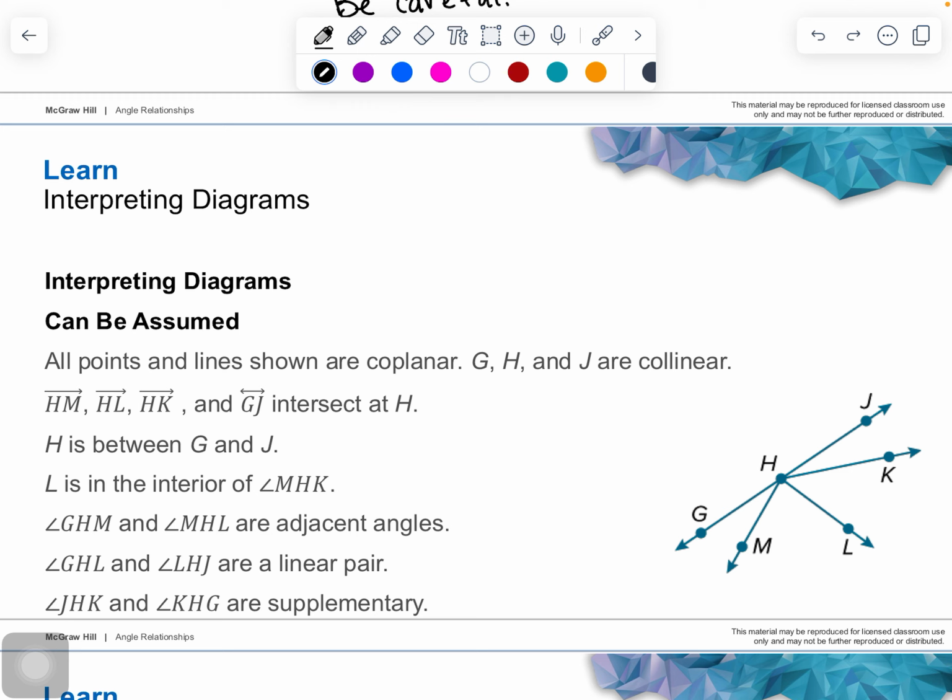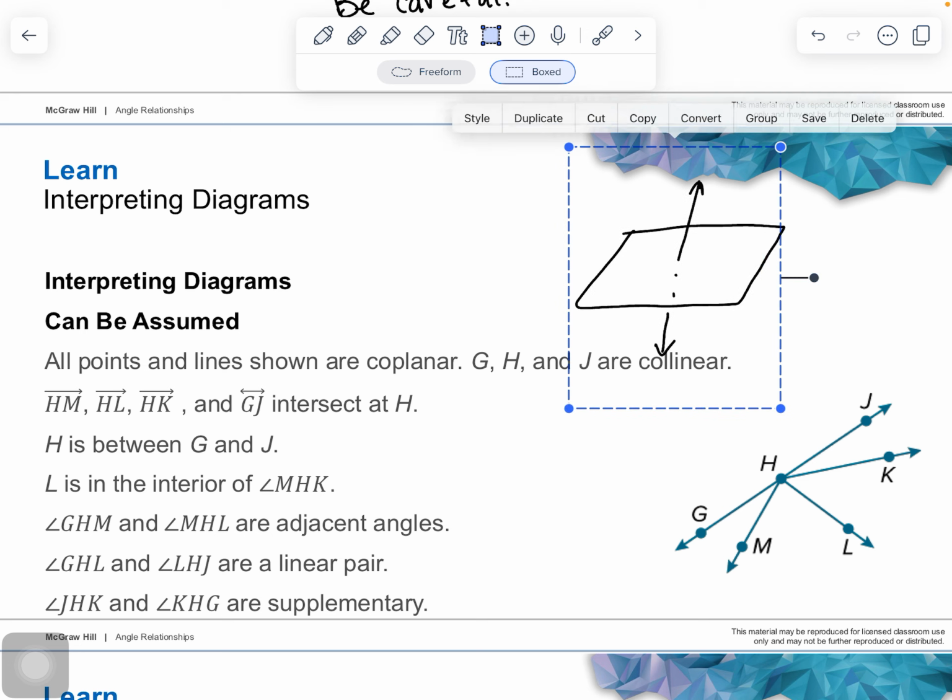All points and lines shown are coplanar. You can always assume that if you've been shown this, they are in the same plane. Always. Unless they draw out planes like that, and then they start drawing a line that's outside of the plane like that, you can assume that any lines drawn are drawn in the same plane. Okay? Always.